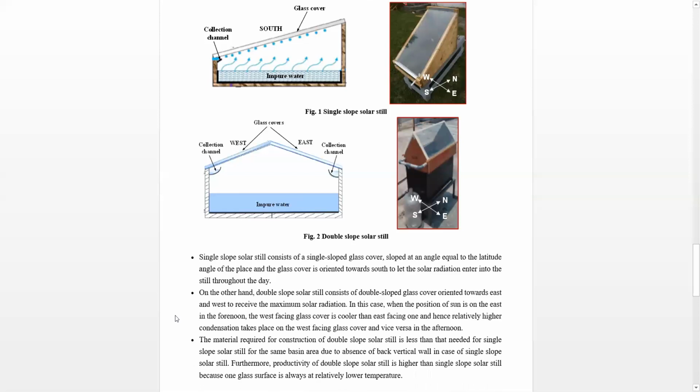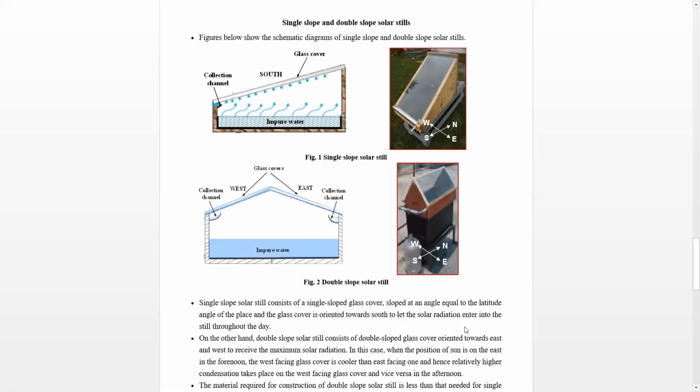Now, here you can see that. Let me first read out the second bullet point. On the other hand, double slope solar cell considers a double slope glass cover oriented towards east and west to receive the maximum radiation. In this case, when the position of sun is on the east in the forenoon, the west facing glass surface is cooler than the east facing one, and hence relatively higher condensation takes place on the west facing glass cover, and vice versa in the afternoon. Let me explain it with the help of this figure.